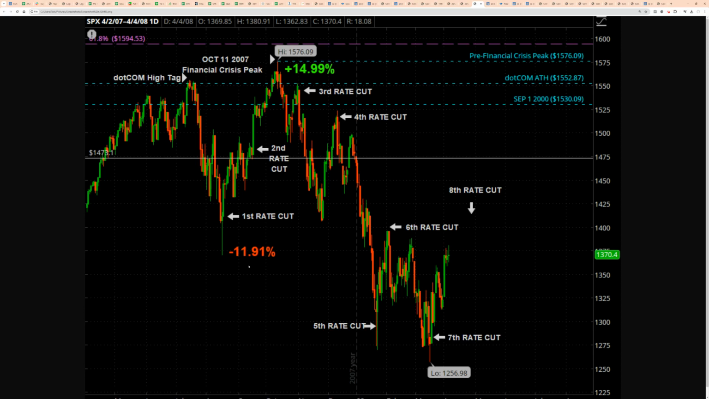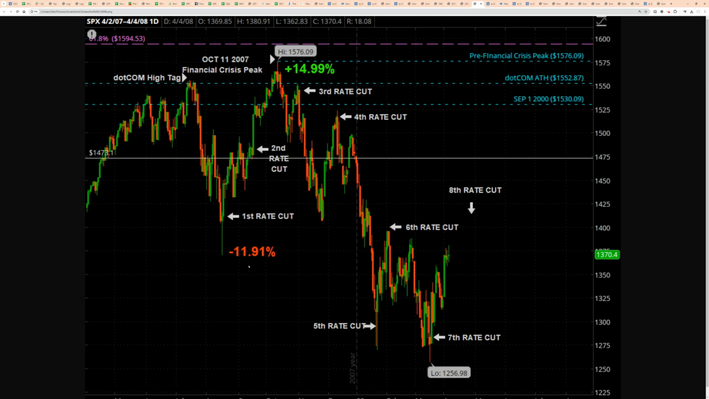And then you got your third rate cut, and then your fourth rate cut, and then your fifth, and your sixth, your seventh. I can't even put the eighth rate cut on this chart because I'm zoomed in on this. But as you already know, you were in trouble. And you had a 50% decline in the market.